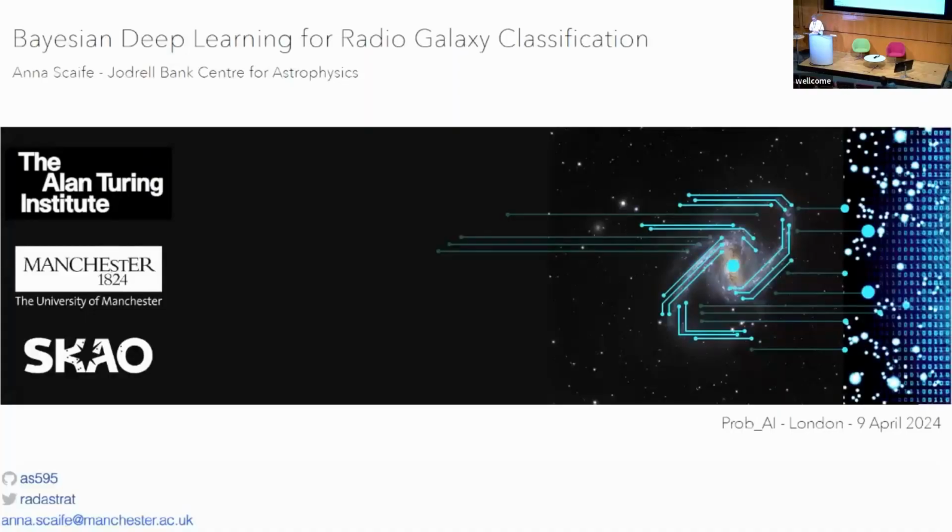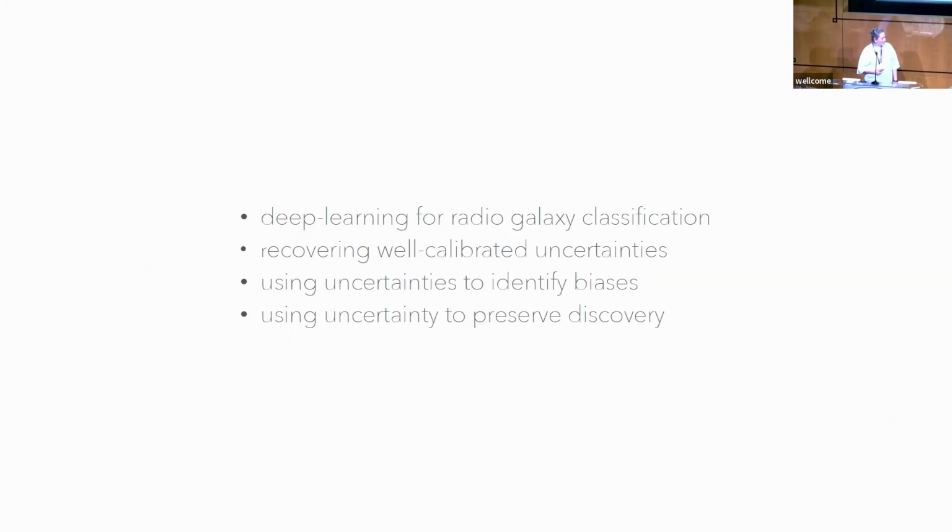Thanks, Catherine. Yes, so this is going to be a very application-focused talk again. Specifically, I'm going to talk about Bayesian deep learning in radio astronomy, and I'm going to focus on galaxy classification as a canonical problem that we address. So I'm going to talk about why we want to do this, and then how we are looking at recovering point-wise uncertainties on our predictions using Bayesian deep learning models, and then how those uncertainties are useful for more than just understanding the confidence that your model is providing a prediction with. Specifically, I'm going to focus on how we use them to identify biases, and how we use them to help us preserve discovery, because that's very important for astrophysics.